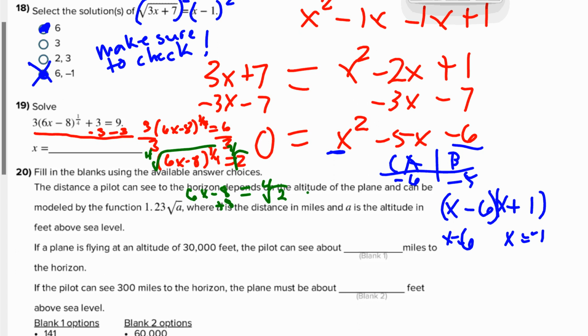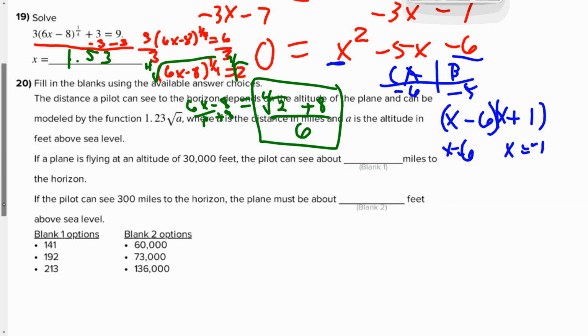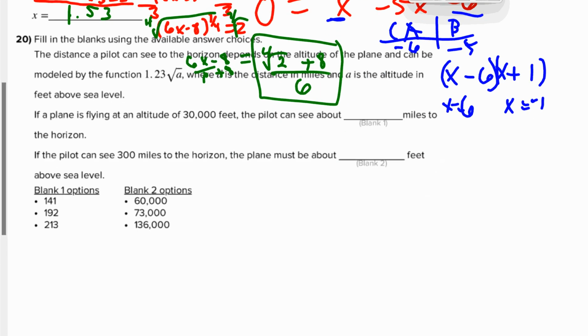And then we can add 8 to that, and then we can divide by 6. So I just need to put this in my calculator: 4th root of 2 plus 8, then divided by 6 is my x. So if I put that in my calculator, I get like 1.53. Okay, fill in the blank of these next ones. We got this equation, 1.23 root a, and so a is our altitude, right?